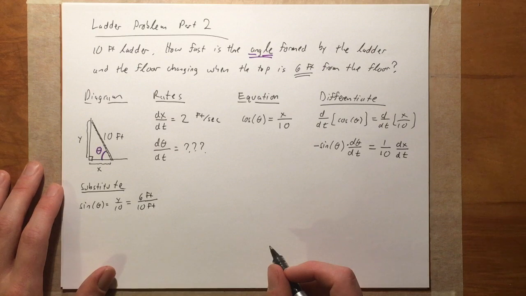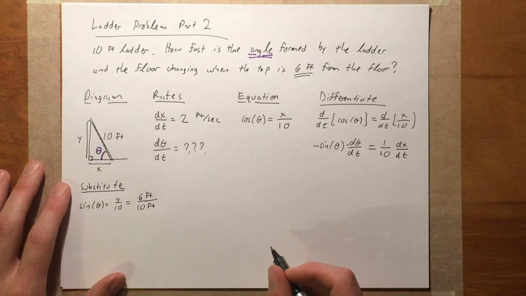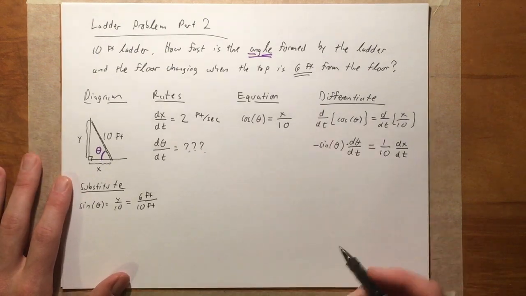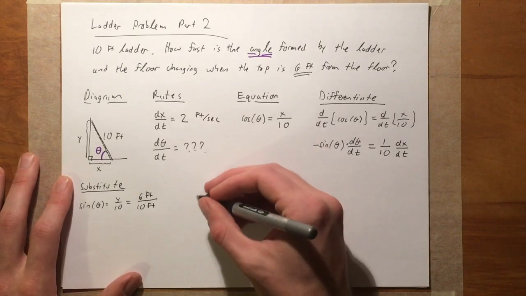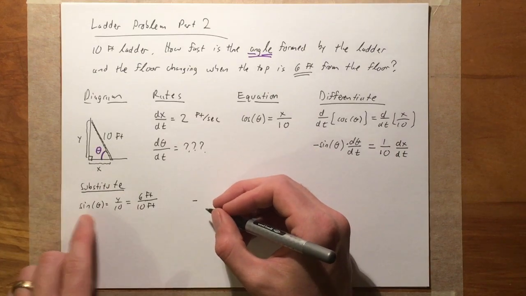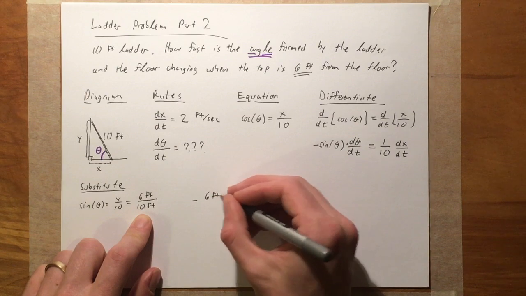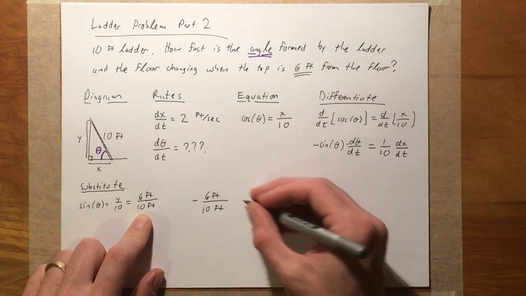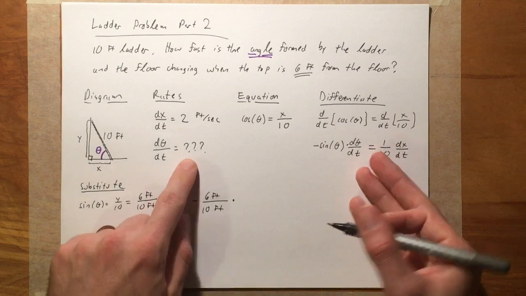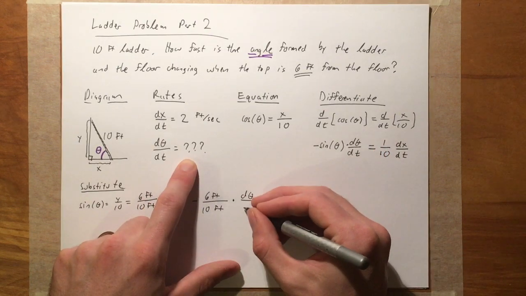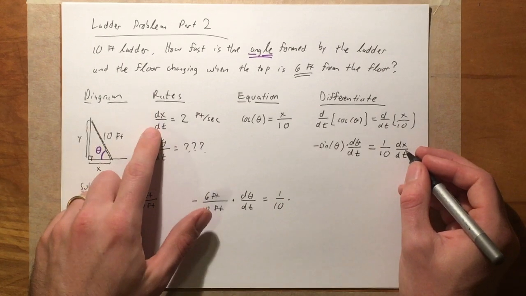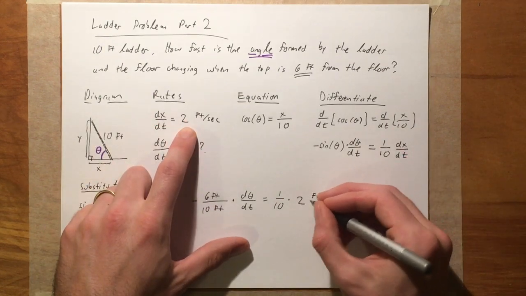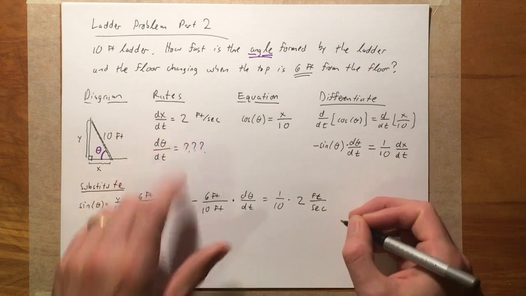So I think that is all we need, right? We don't need to figure out what x is because we don't actually need the cosine of theta. We just need the sine of theta. So I think we're good to go. So now, substituting stuff in, I'm going to get negative sine of theta, which is 6 feet over 10 feet, multiplied by d theta over dt, which is unknown. That's what we want to solve for. And then equals 1/10 times dx over dt, which is 2 feet per second, like that.